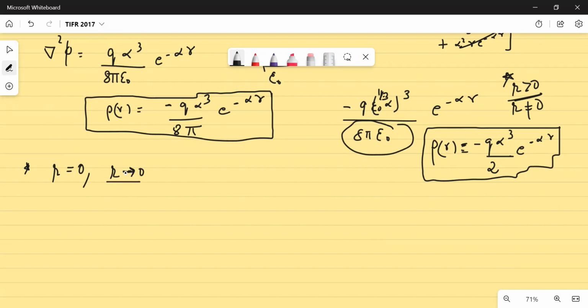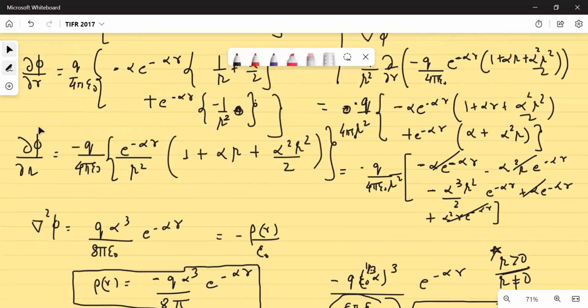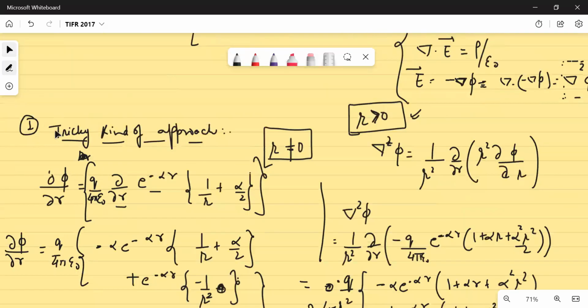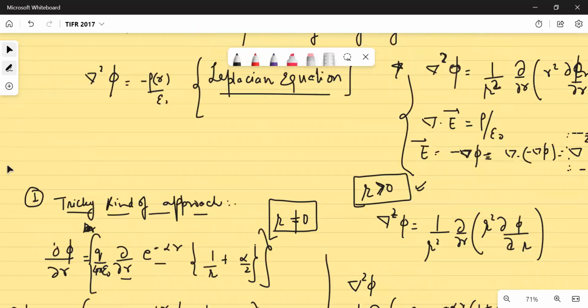So if r tends to 0, then how is my potential? My potential is q upon 4 pi epsilon naught, and then I have, I think, 1 plus some alpha r divided by r, if I'm not wrong. Let me see. Otherwise, there would be a mistake while doing it. Alpha upon, sorry.